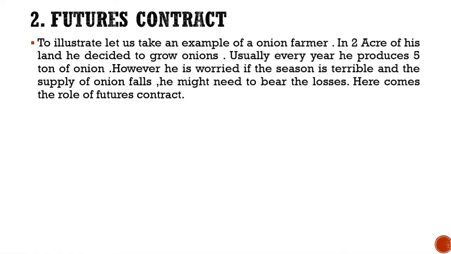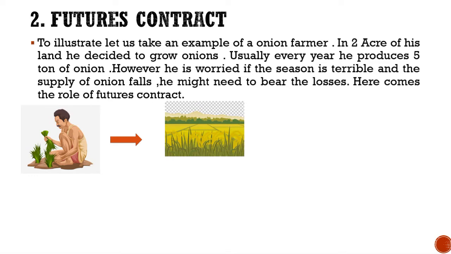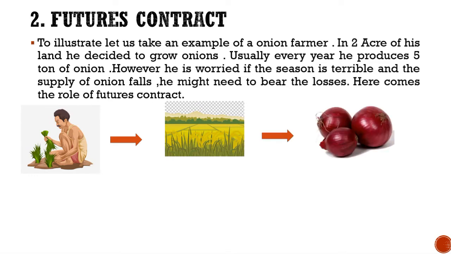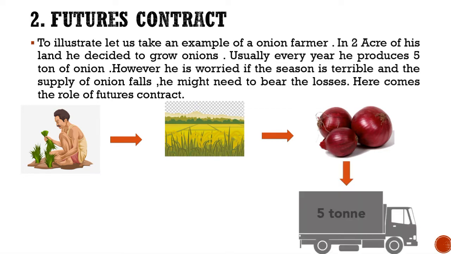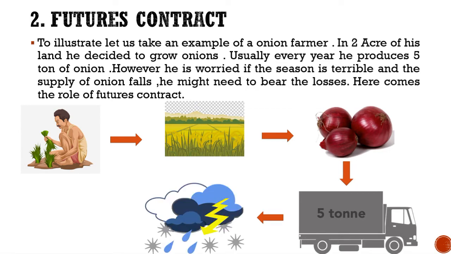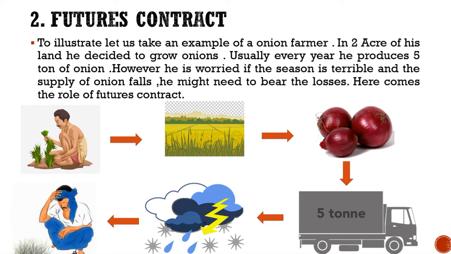Okay, let us take an example. To illustrate, let us take an example of an onion farmer. Let's say that the onion farmer has 2 acres of land. In 2 acres of his land, he decided to grow onions. Usually, every year he produces 5 tons of onion. However, he is worried that if the season is terrible and the supply of onion falls, then he might need to bear the losses. So now here comes the role of the future contract.